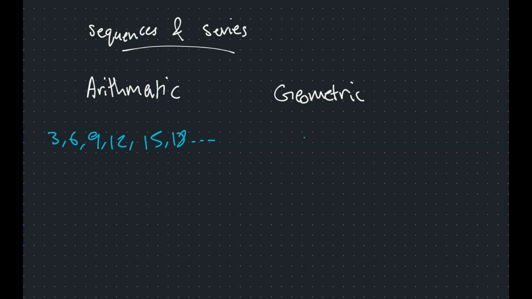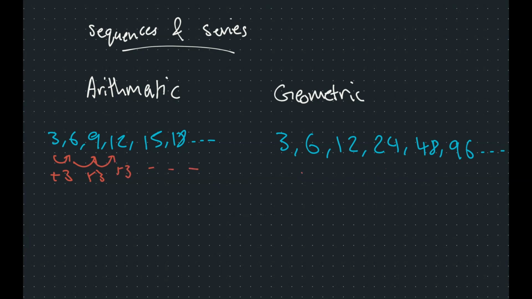And an example of a geometric sequence is, let's also start with 3, and then 6, and then 12, and then 24, and then 48, and then 96, and so on. So what is the main difference? Here, what we do is increase by a positive number, so we add 3 every time. And here, what we do is multiply by a certain value. So we multiply by 2, multiply by 2, multiply by 2, and so on. So here we added, and here we multiplied by a whole number.